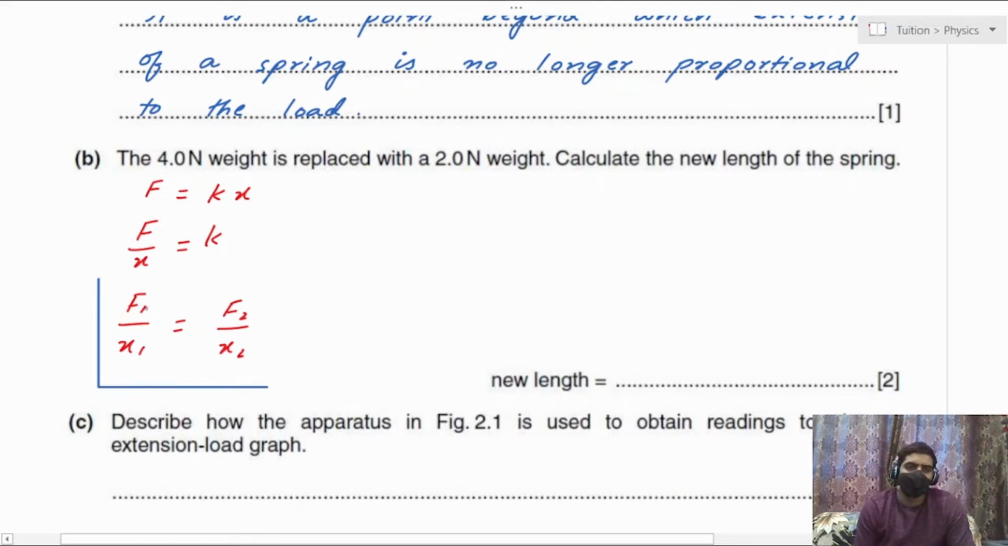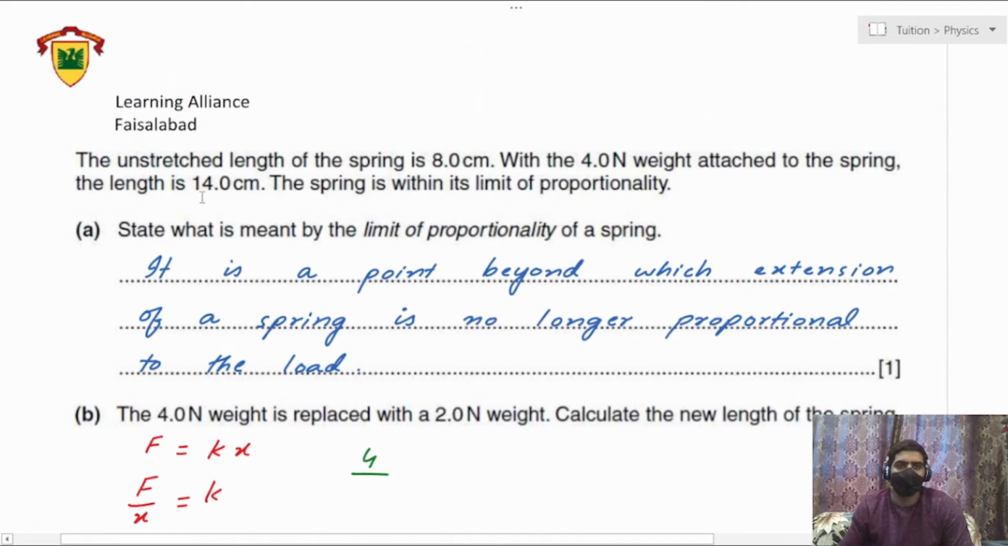All right, what is the previous force that we had? It was 4 Newton. And X1, I told you, stands for extension on that force, right? So you have to be careful with it. It's not the total length, it's not the original length of the spring, it's the extension. Now what is the extension of the spring when the weight was 4 Newton? Okay, let's check it out.